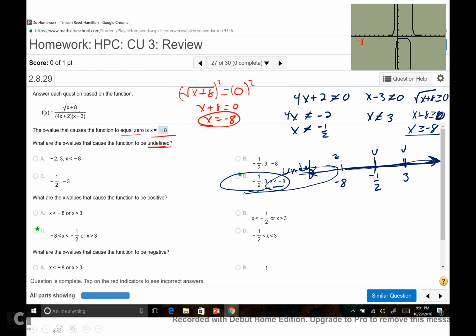Positive, we're going to have to check. Excuse me. I'm just going to actually look at the graph. In between here it's going to be positive. In between the -1/2 and the 3 it's going to be negative. And on the other side of 3 it's going to be positive. So the values that make the function be positive are here.